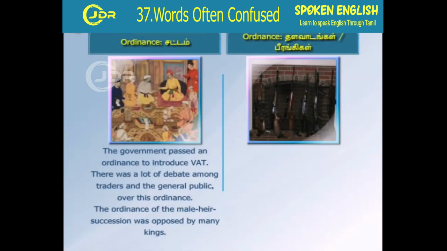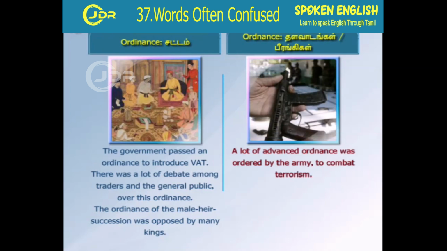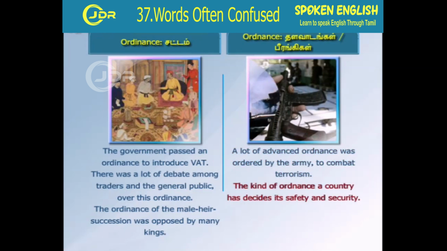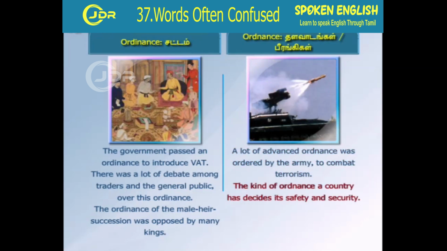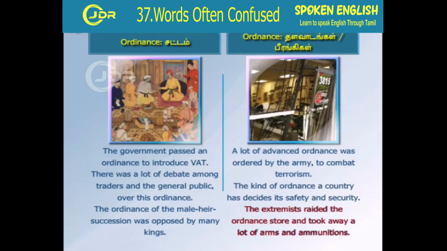Ordnance. தளவாடங்கள், பீரங்கிகள். A lot of advanced ordnance was ordered by the army to combat terrorism. The kind of ordnance a country has decides its safety and security. The extremists raided the ordnance store and took away a lot of arms and ammunitions.